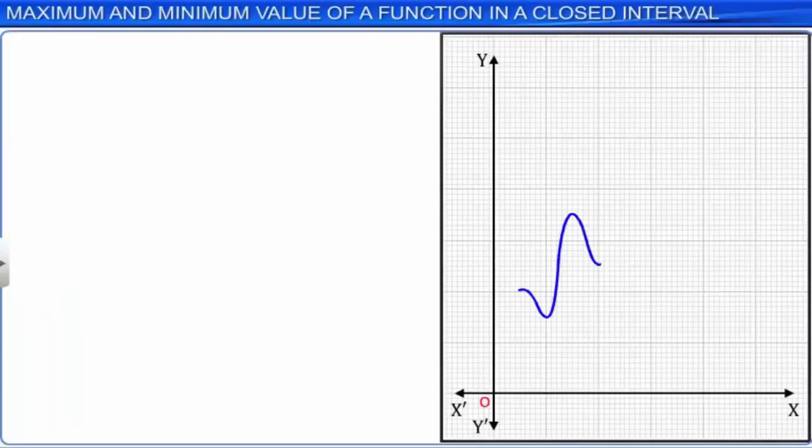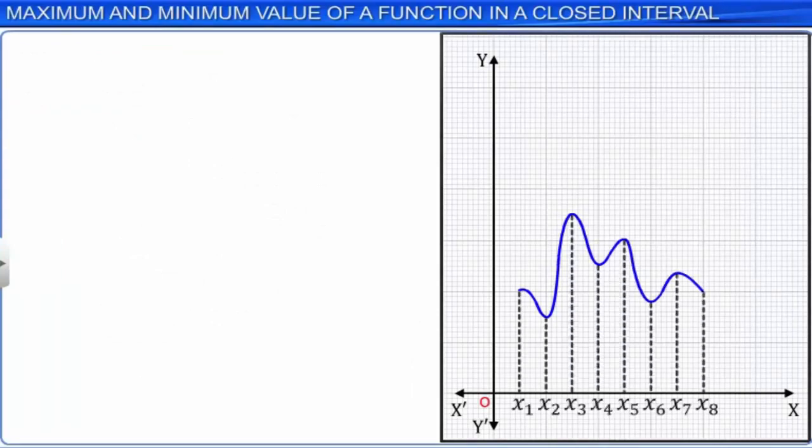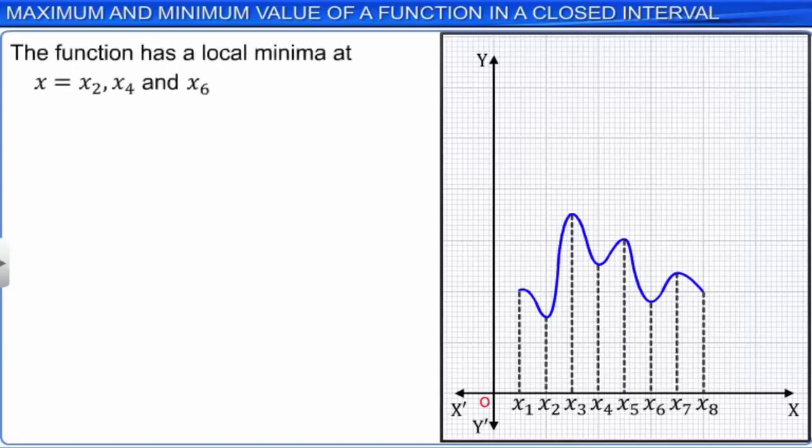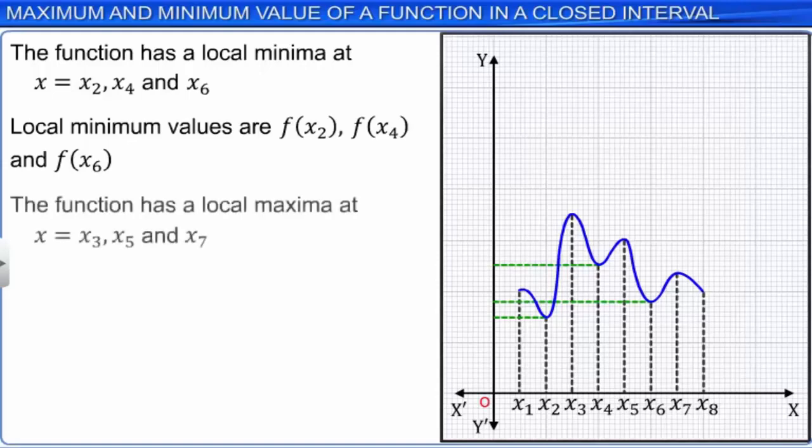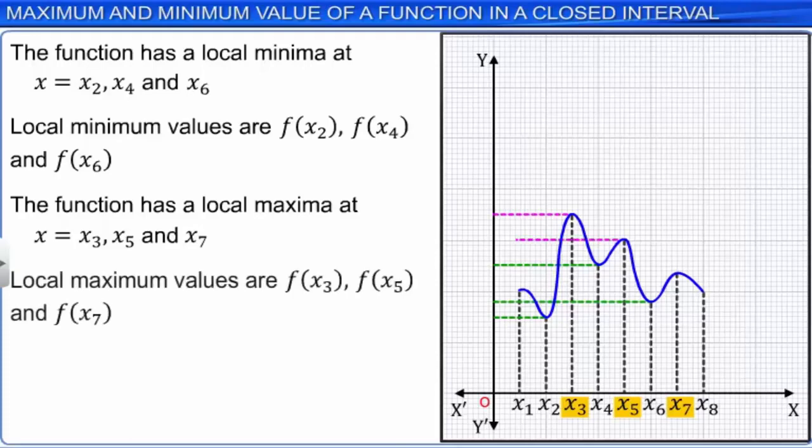Consider the graph of a continuous function defined on a closed interval [x1, x8]. Observe that the function has local minima at the points x2, x4, and x6, and the corresponding minimum values are the values of the function at these points. Also, local maxima occur at the points x3, x5, and x7, and the corresponding maximum values are the values of the function at these points.